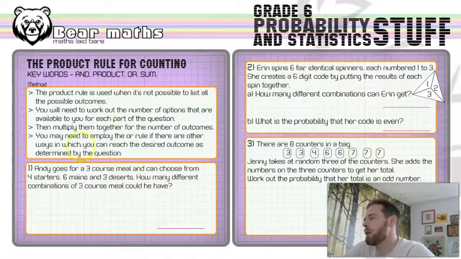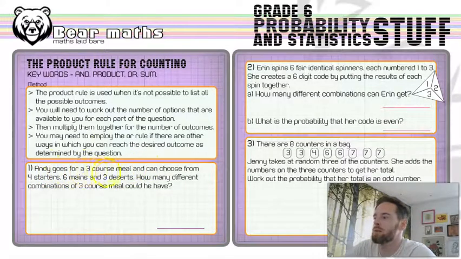Okay, so question number 1 is Andy goes for a 3-course meal and he can choose from 4 starters, 6 mains and 3 desserts. How many different combinations of 3-course meal could he have? Now, a typical question might have the actual starters, mains and desserts listed as well. You might be tempted to start listing them down. You don't have to, all right?